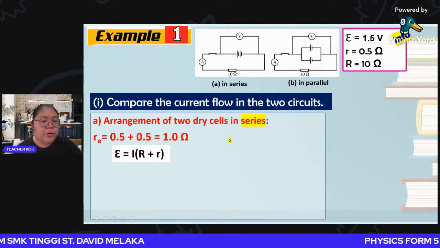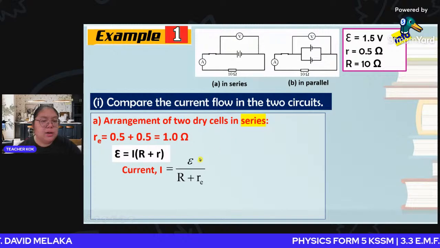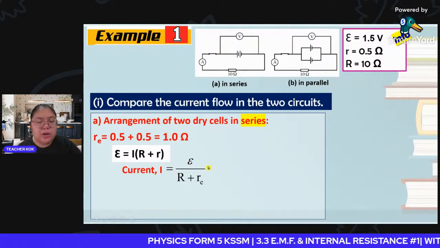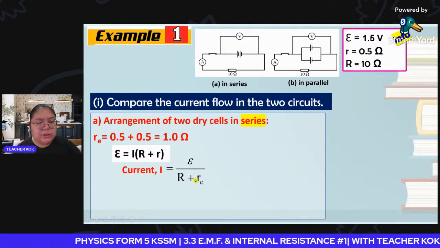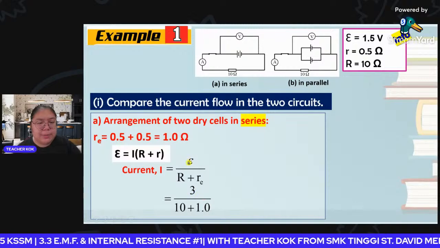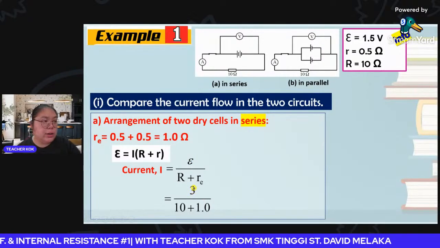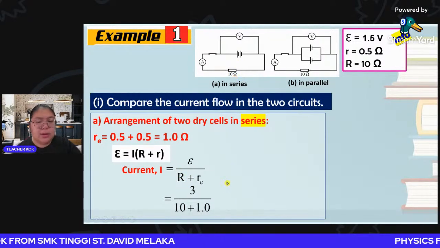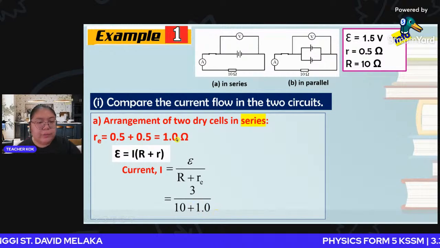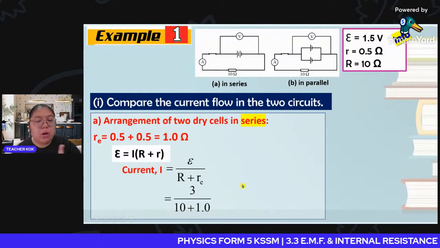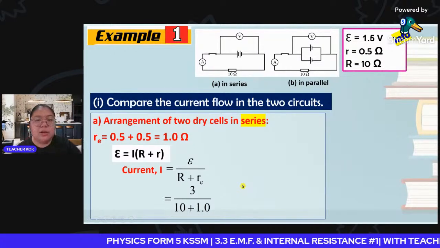Okay, so from here, we just write the current, you want to find the current: EMF over capital R plus small r. Remember, EMF, I straightforward put 3 already because this one is a series. Then external resistance, how many? 10. Internal is how many? Just now we found it, 1. So we just over 11.